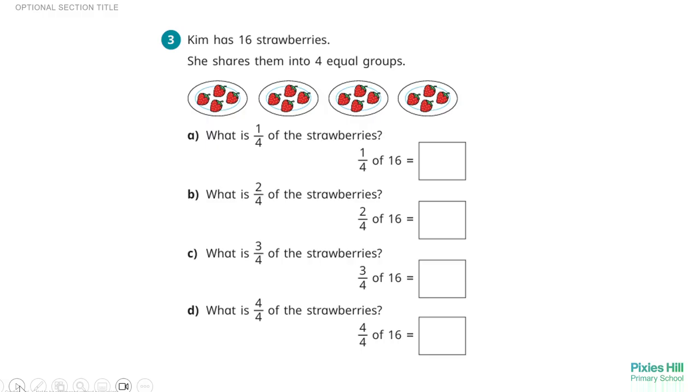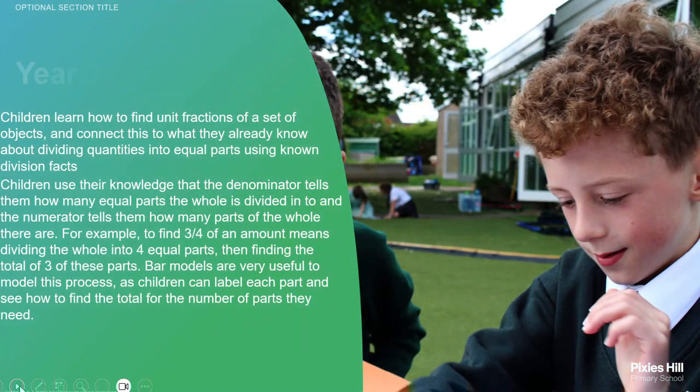And here you are looking at non-unit fractions, which means that the numerator is greater than 1, and you would start with finding 1/4 of the strawberries and then 2/4 of the strawberries. So for 2/4 of the strawberries, you'd be looking at 2 of the plates. For 3/4 of the strawberries, you would count up how many are on 3 of the plates. And of course, 4/4 is the whole amount.